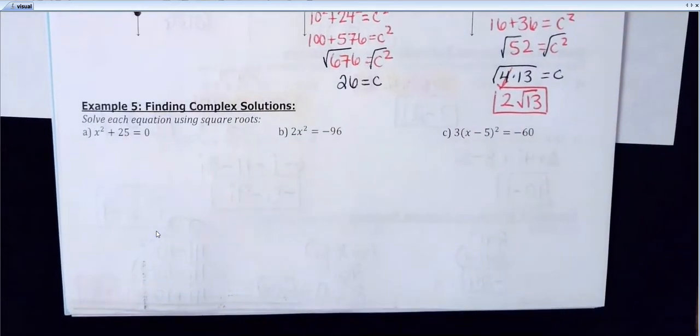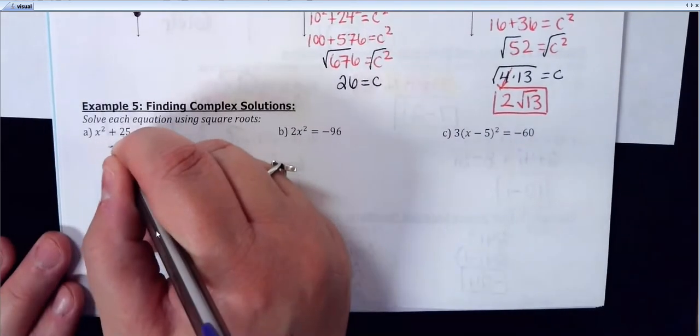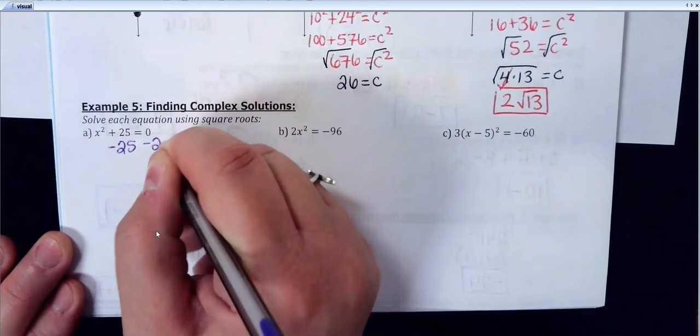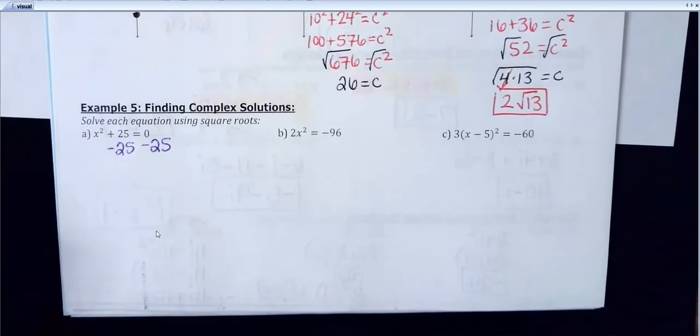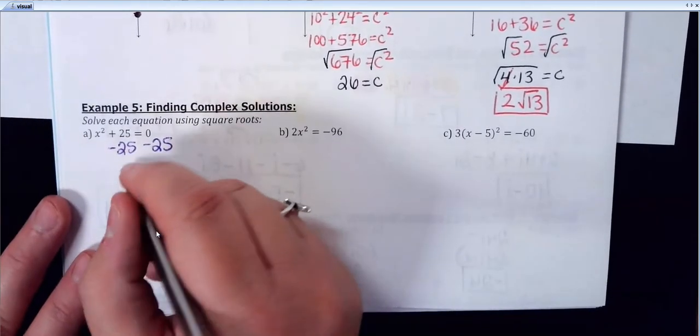Okay, now here's the whole purpose of doing this. Last week and earlier this week, if we were solving any of these equations in the bottom, you would have said no real solution, which is true. But we do have solutions in imaginary land. So all I'm going to do is get x by itself. Each one of these we should be able to solve just using square roots. No factoring or anything here.